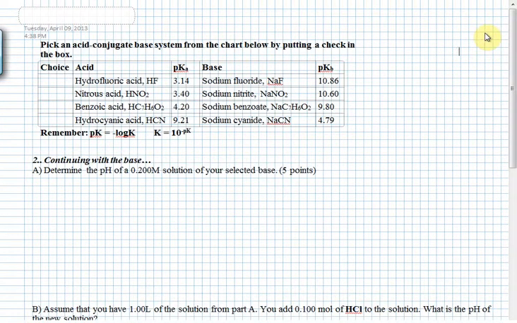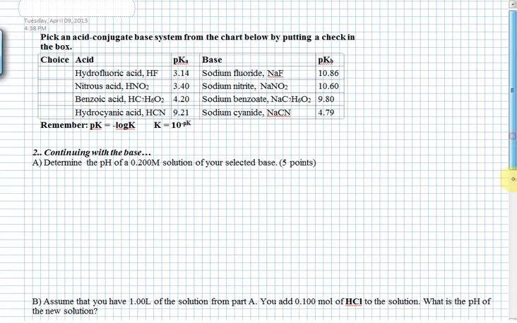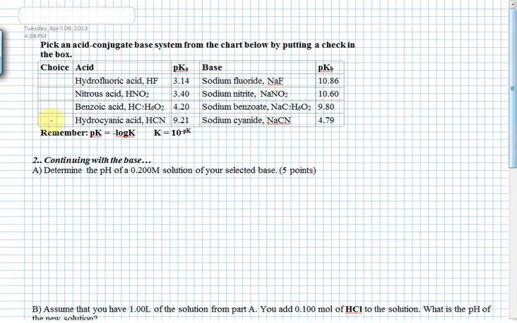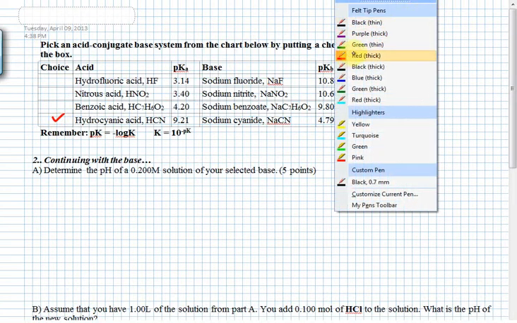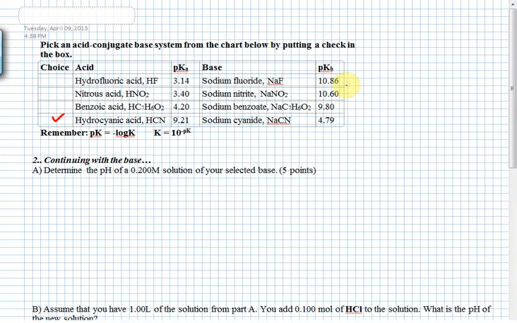Okay, question number 2 from the AP Chem quiz number 3. We're continuing with hydrocyanic acid right here. Okay, I seem to have lost my color bar. I've got it up here. Let's see what's a good color. Let's use blue. Okay, so now we're starting from the other perspective.